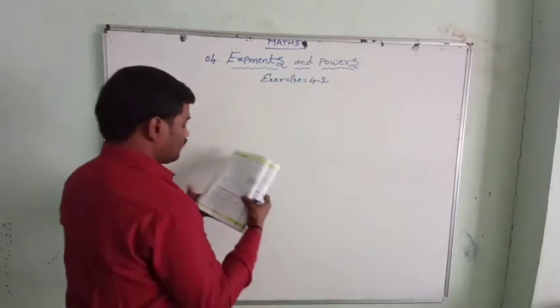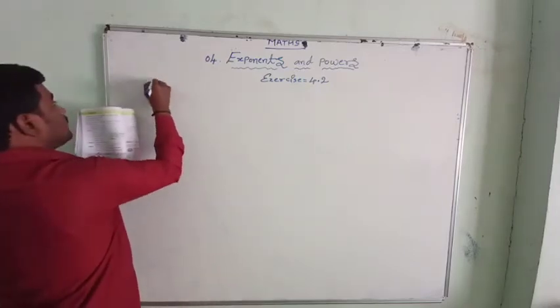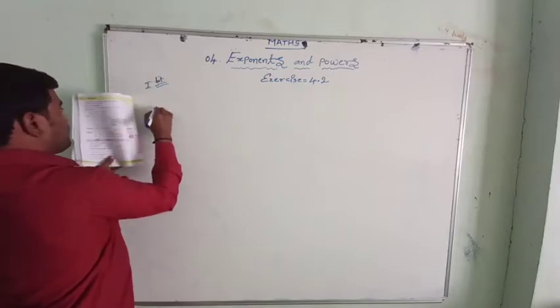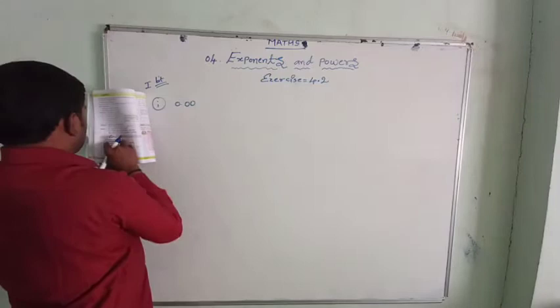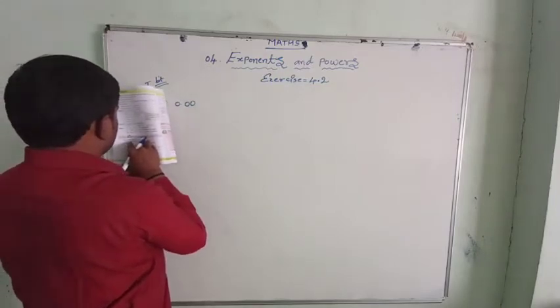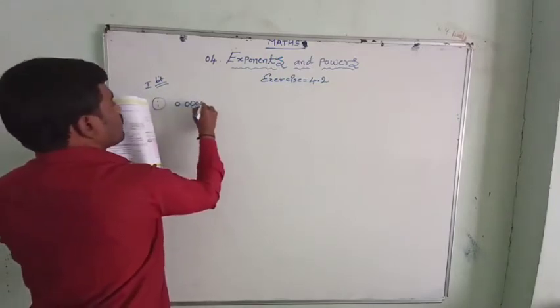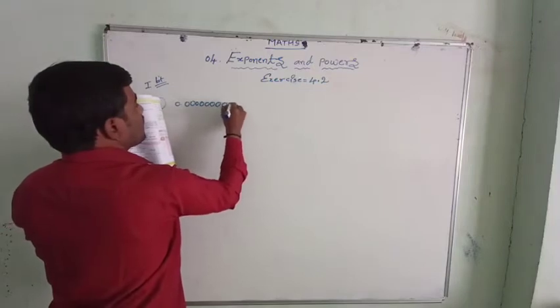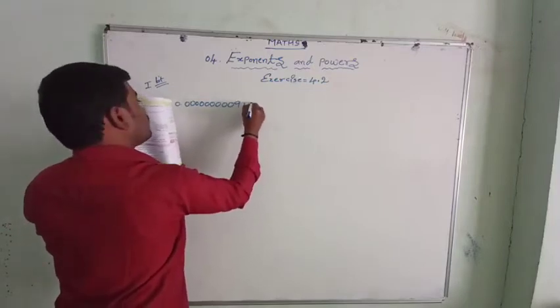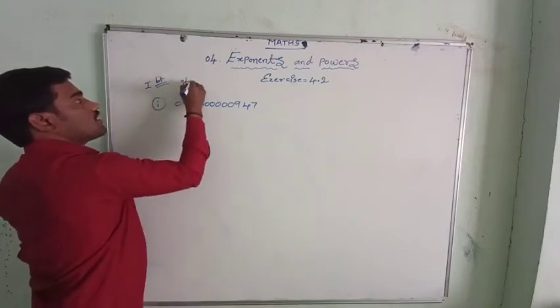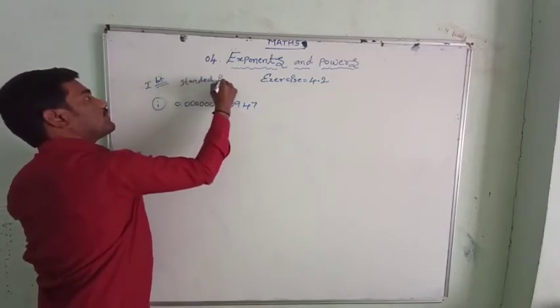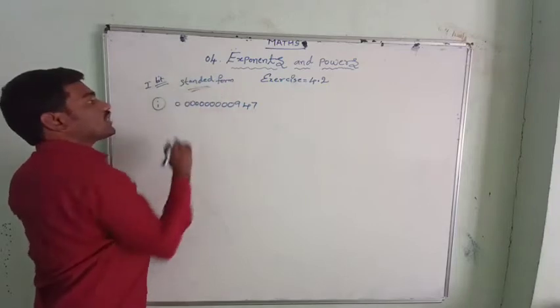There are some problems in exercise 4.2. First question: 0.0000000009 47... so this we need to write in standard form.